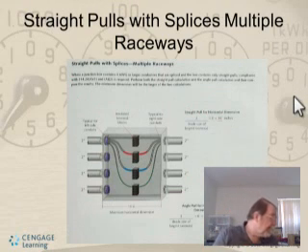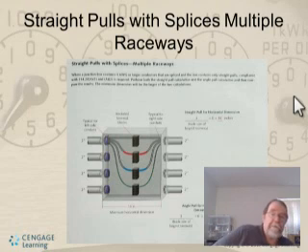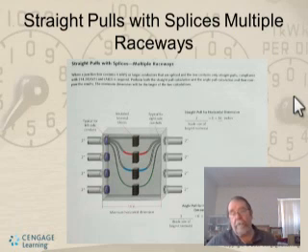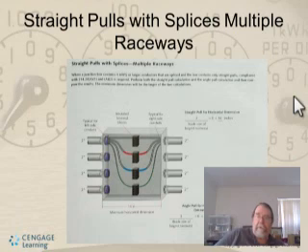Now here you have straight pulls with splices. This is basically those little connectors in the middle. They have little screws in them, and you've got a little pocket screwdriver that can tighten those down. Those are based on the gauge of wire you're going to be working with.